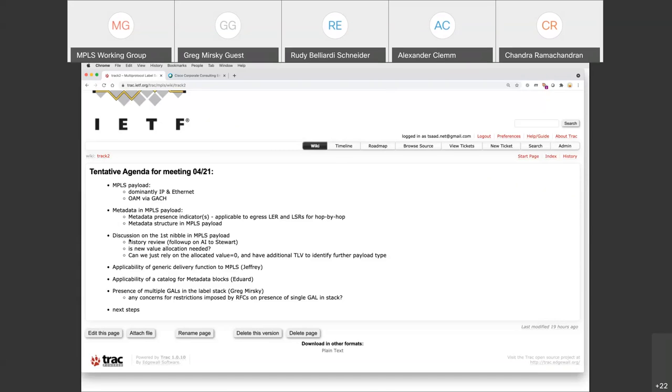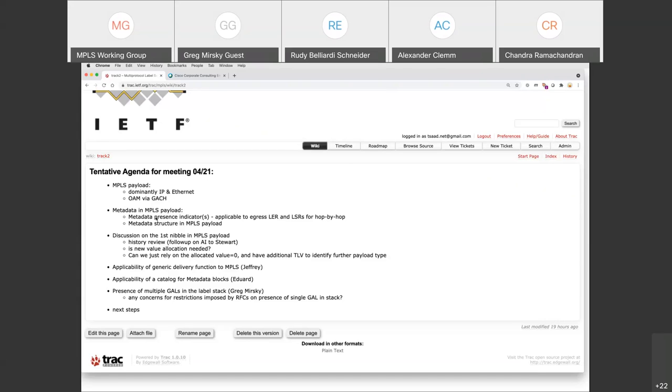Jeffrey Zhang volunteered to talk about this. Applicability of the catalog that we talked about last week for metadata blocks. I think Edward suggested that, and there was a follow-up email on this. So if he's present, we can talk about that.